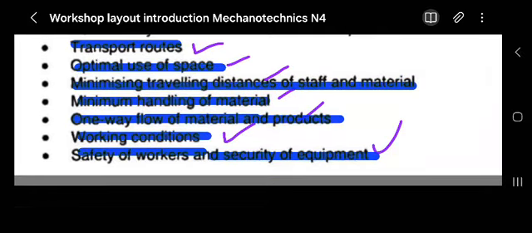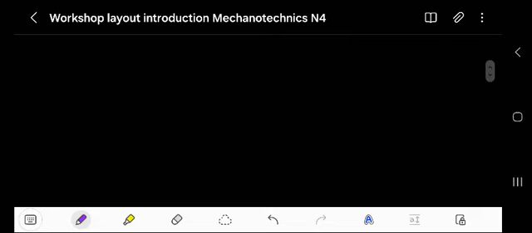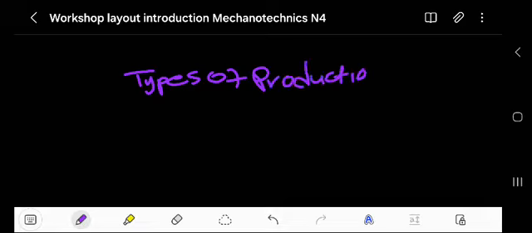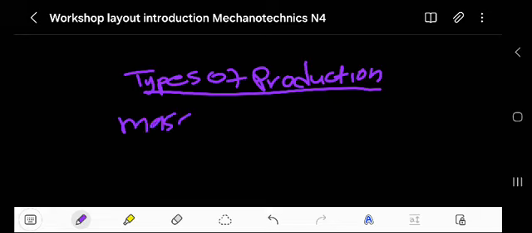So this was unit 1.1. Guys, I will stop here. In the next session, I will talk about production, types of production. Here we'll discuss the types of production, mass, batch, and all of those.